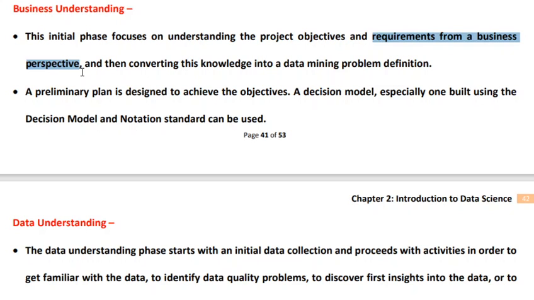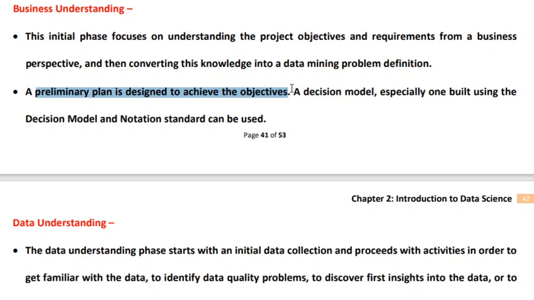Right, so this is very much important because identifying and understanding project objectives is not enough. What we also need to do is determine their relevance to the overall business perspective. Then we convert this knowledge into a data mining problem definition. So this is very much important. First we need to identify all possible objectives, identify their relevance, and then convert whatever knowledge we have acquired into a data mining problem definition. Here we need to formulate a preliminary plan to achieve the business objective. So it's very much important. We need to have a preliminary plan that helps us in achieving our business objectives.